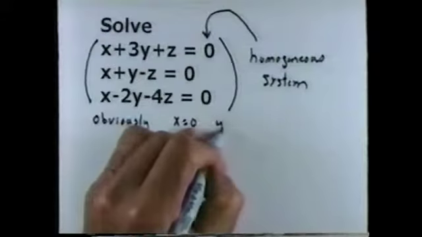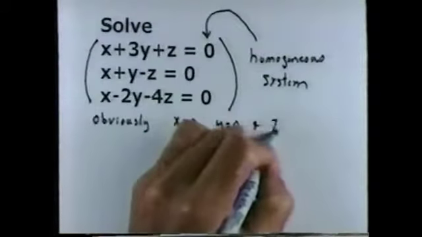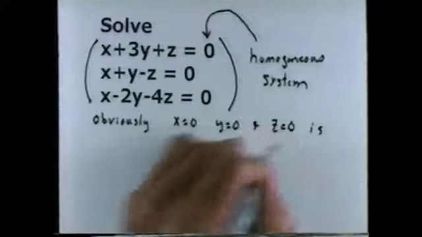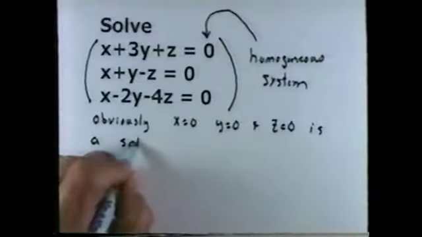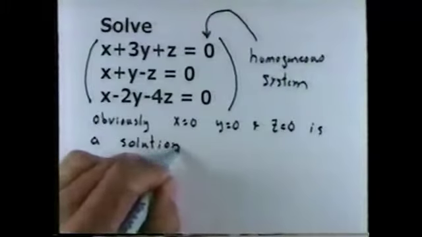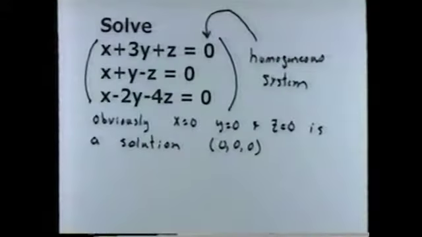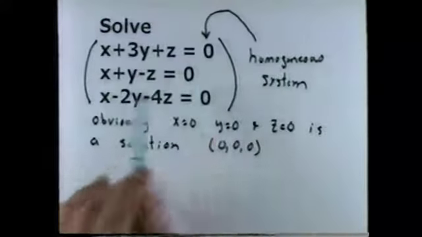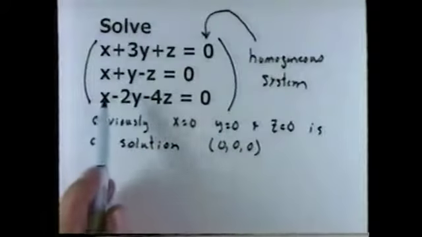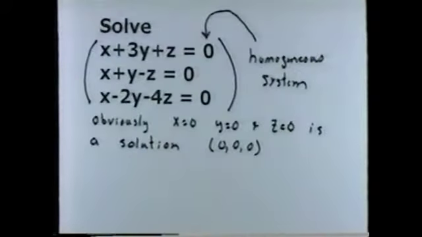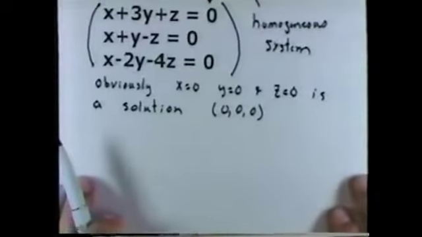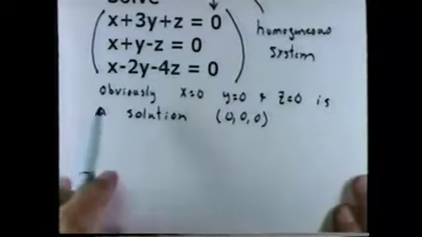Now obviously, x equals 0, y equal to 0, and z equal to 0 is a solution. Or we have 0, 0, 0. Obviously that would be a solution because 0 plus 0 plus 0 is 0. 0 plus 0 minus 0 is 0. 0 minus 0 minus 0 is 0. So we have the trivial or the obvious solution, 0, 0, 0. Do we have other solutions? Well, let's solve it and see.